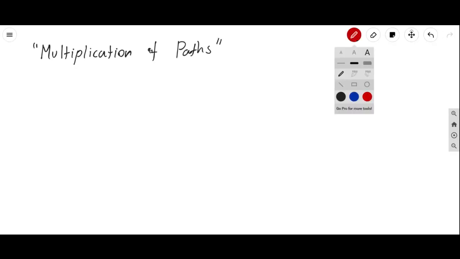So now I want to define something called the multiplication of paths. And I like to also call this juxtaposition of paths. The word juxtaposition means to put two things next to each other.